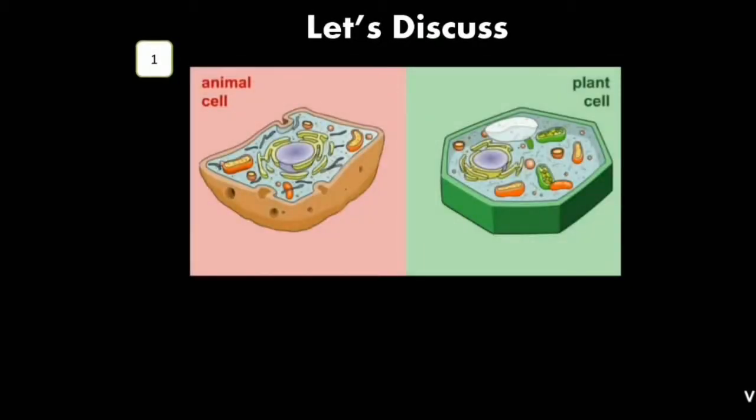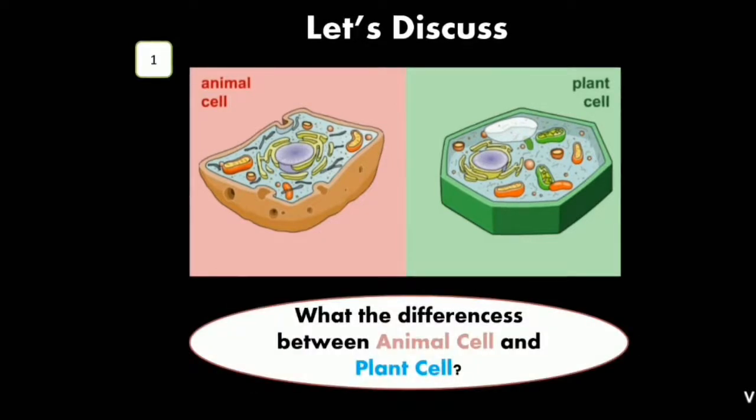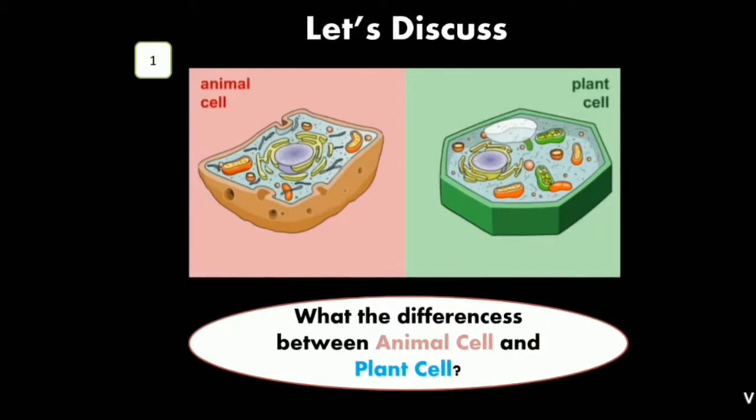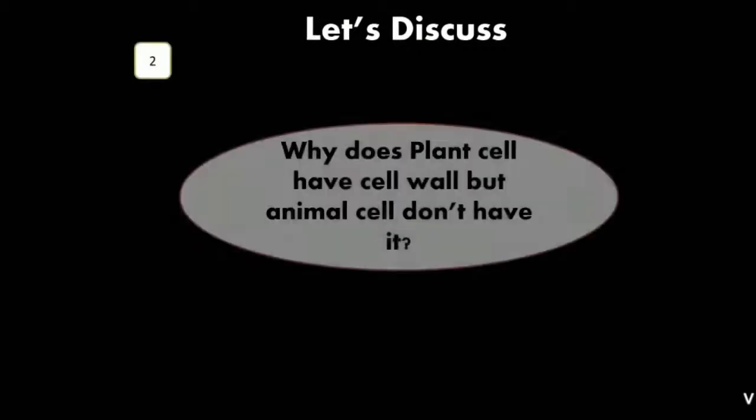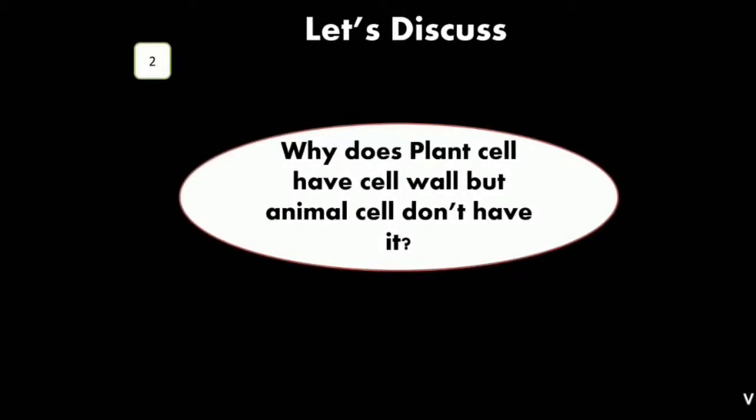Now let's discuss. The first question is, look at this picture, there are an animal cell and a plant cell. What are the differences between animal cell and plant cell? The second question is, why does a plant cell have a cell wall but an animal cell doesn't have it?